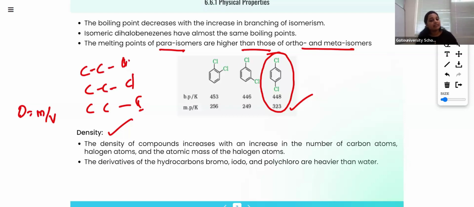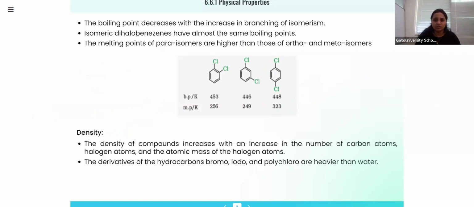Which one will have high density? Obviously the compound containing iodine, because the mass of carbon is the same, but the mass of iodine is higher than that of bromine and chlorine. When the mass is increasing, density is increasing. Okay, that is the thing related to the density of the compound.